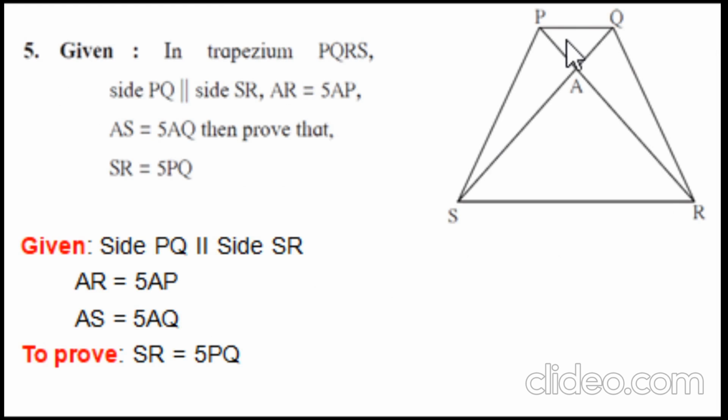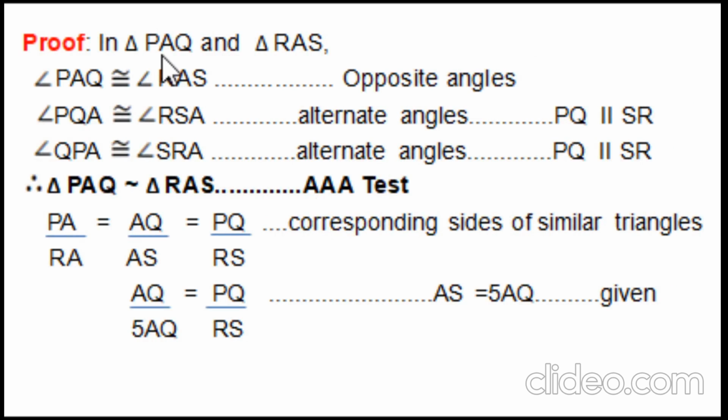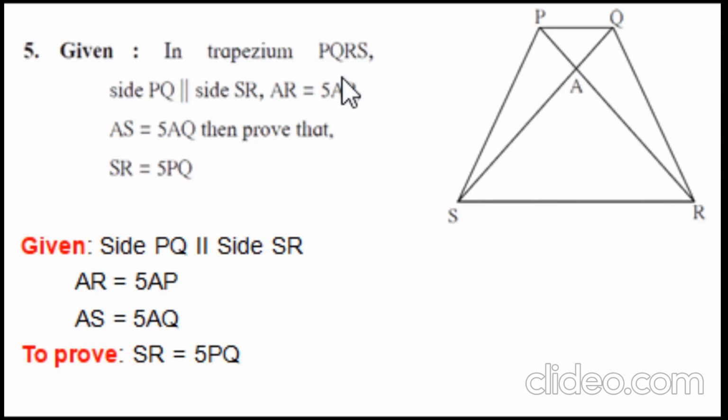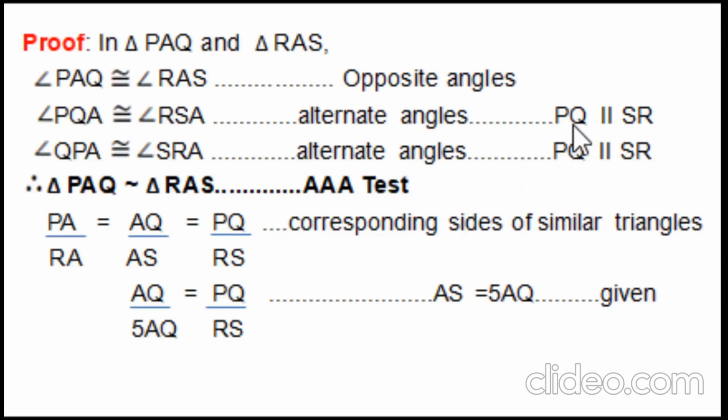particular sum, we are taking this smaller triangle PAQ and this bigger triangle RAS. See, in triangle PAQ and triangle RAS, angle PAQ is congruent to angle RAS because they are opposite angles. This one, they are opposite angles, PAQ and RAS, as well as PQ is parallel to SR. Therefore, we get two pairs of alternate angles, that is PQA and RSA, and QPA and SRA. So we get triangle PAQ similar to triangle RAS by the AAA test.